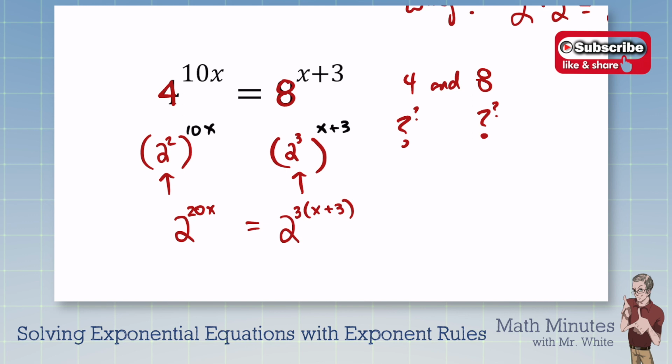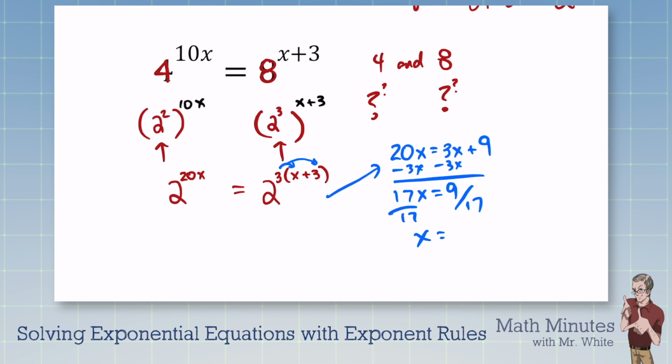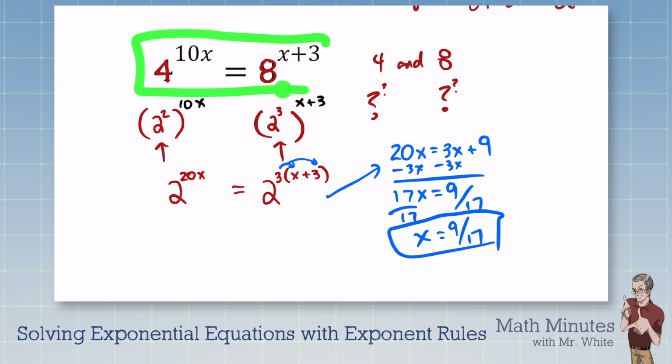Now let's keep solving, right? We'll come over here just to save a little room. 20x has to equal, and now let's just go ahead and do our distributive property, 3x plus 9. So if I subtract 3x on both sides, I get 17x equals 9. I divide by 17. I get a very bizarre answer, but it is the answer. x equals 9/17 is the solution to this exponential equation. This one right up here has the solution 9/17.